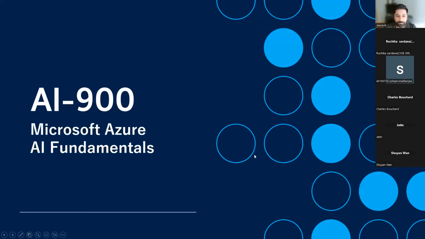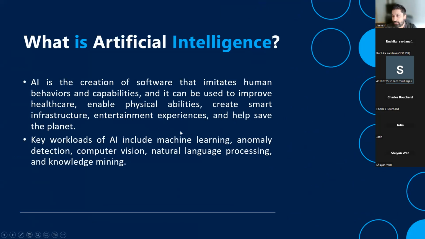So the first question that crosses our mind is, what is artificial intelligence? We know that the certification is about AI 900, about Azure artificial intelligence, and 900 says that it is a fundamental certification. So the first thing that Azure expects you to know is what artificial intelligence is. If you look at the definition here, it says AI is the creation of software that imitates human behavior.